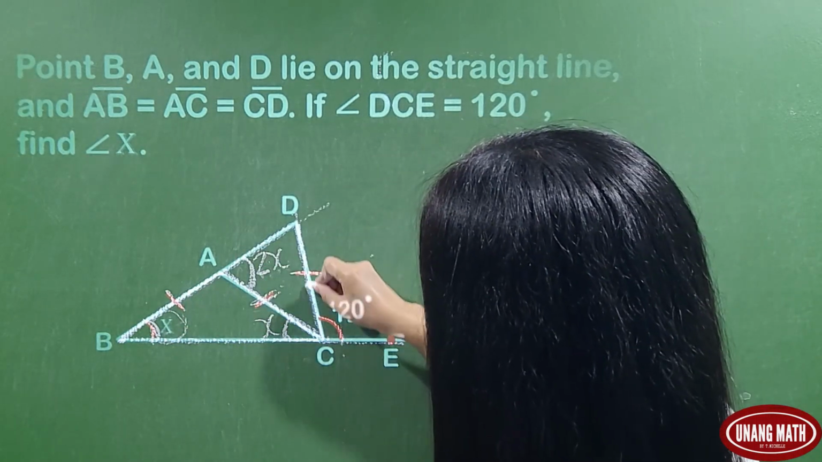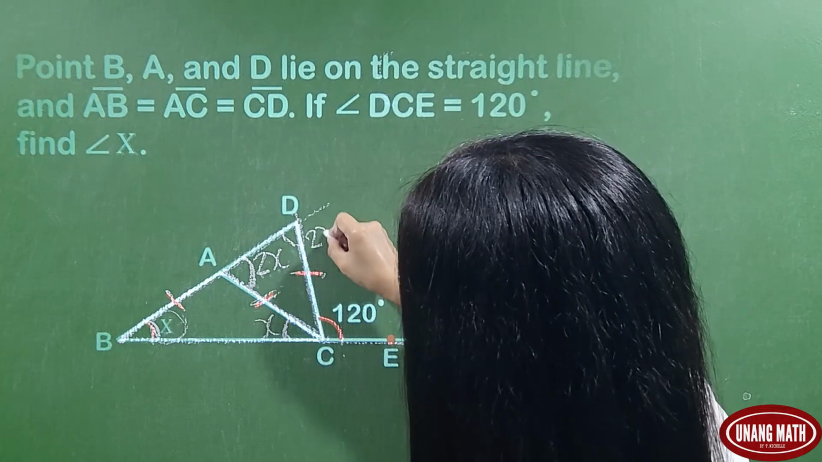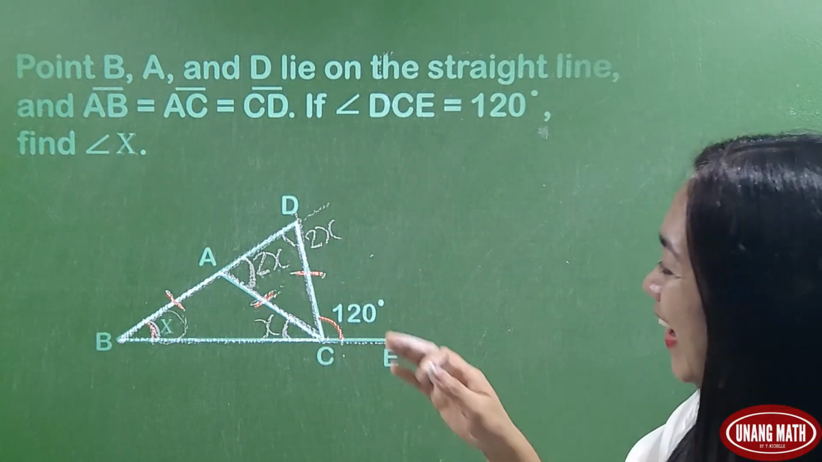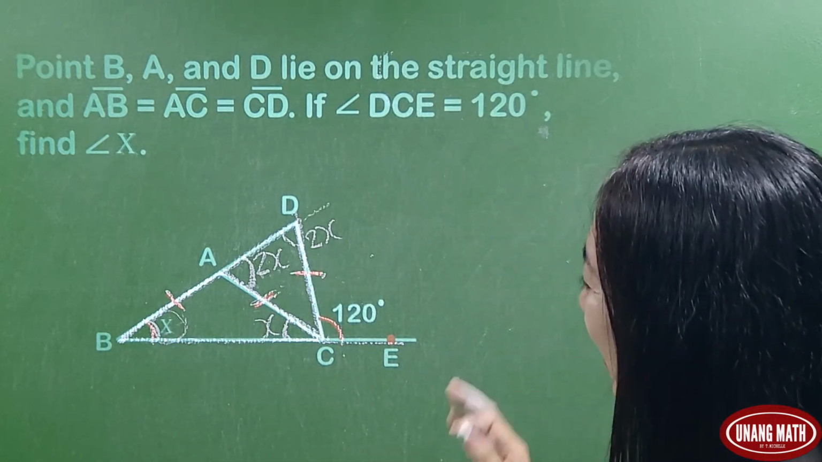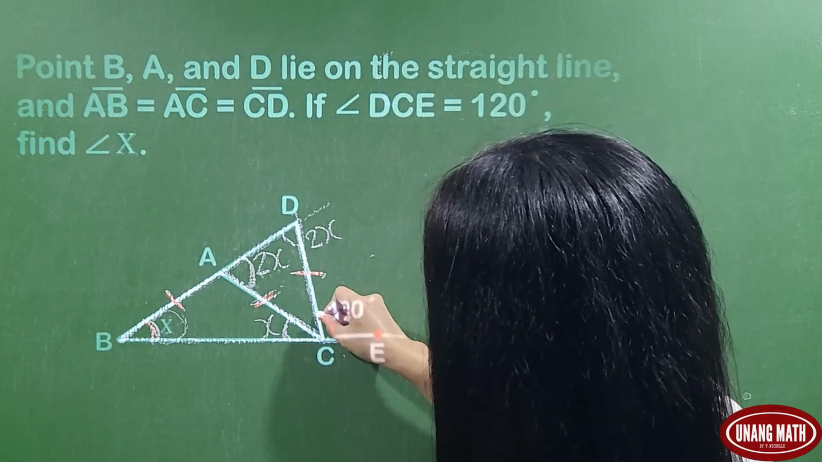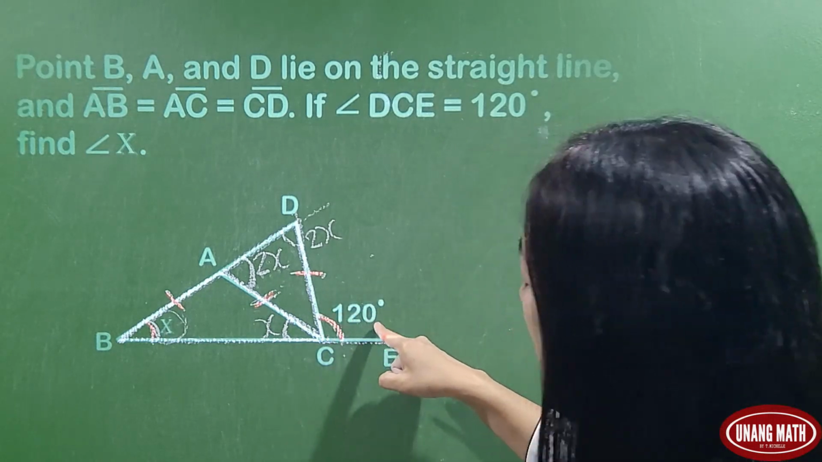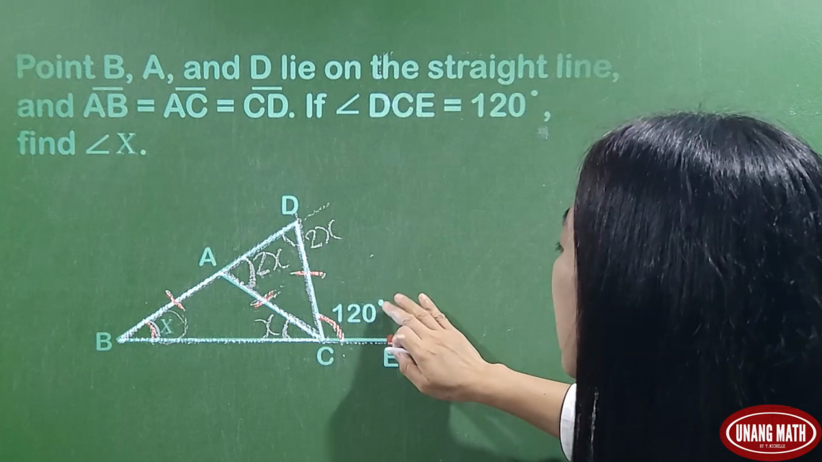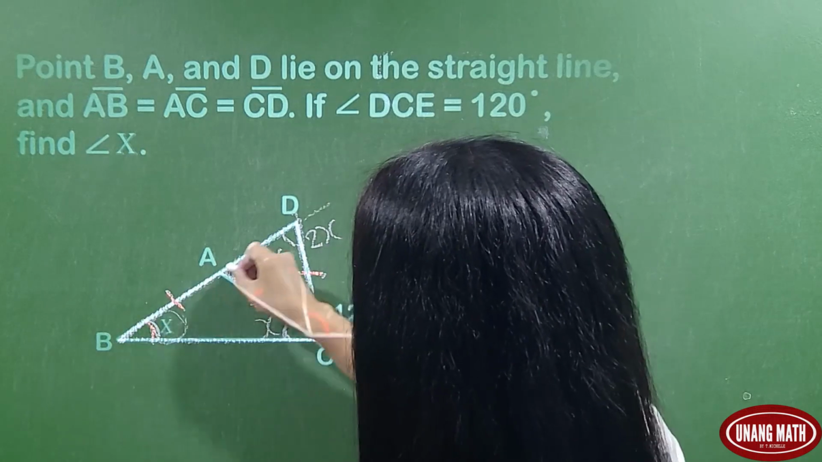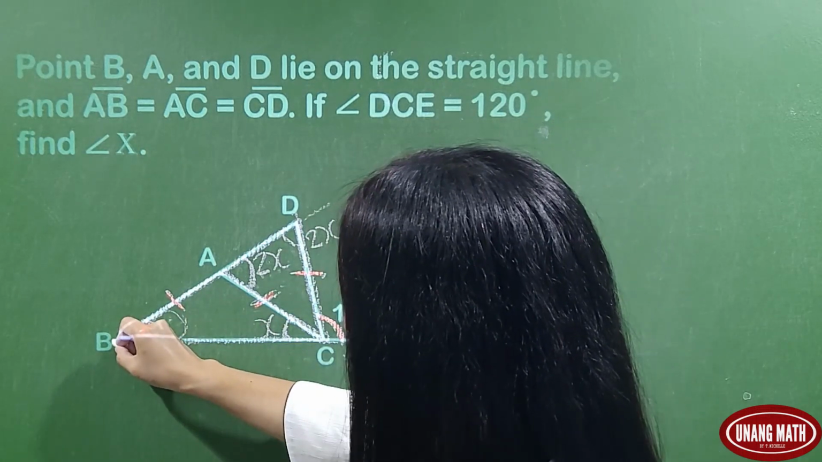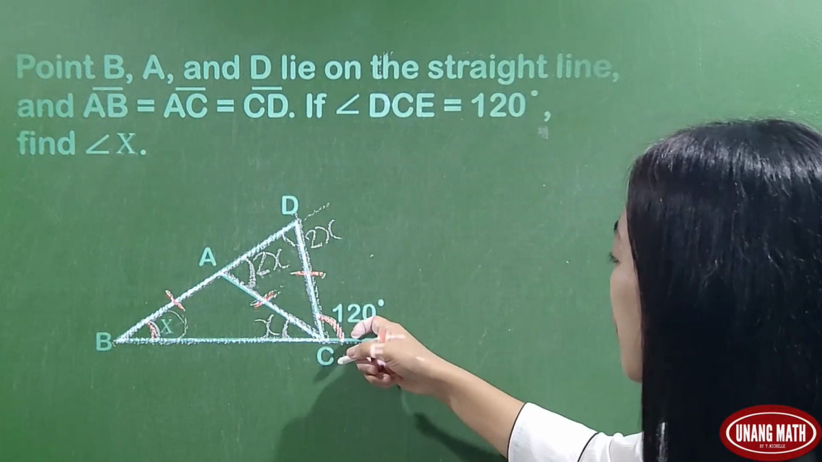Okay, now, consider this isosceles triangle. If this is 2x, then that means this is also 2x. Okay, our aim is to find the measure of angle x. So, we now have a clue that this angle is actually measuring 120 degrees. So, this is an exterior angle of this triangle. This is triangle BDC. This is its exterior angle.